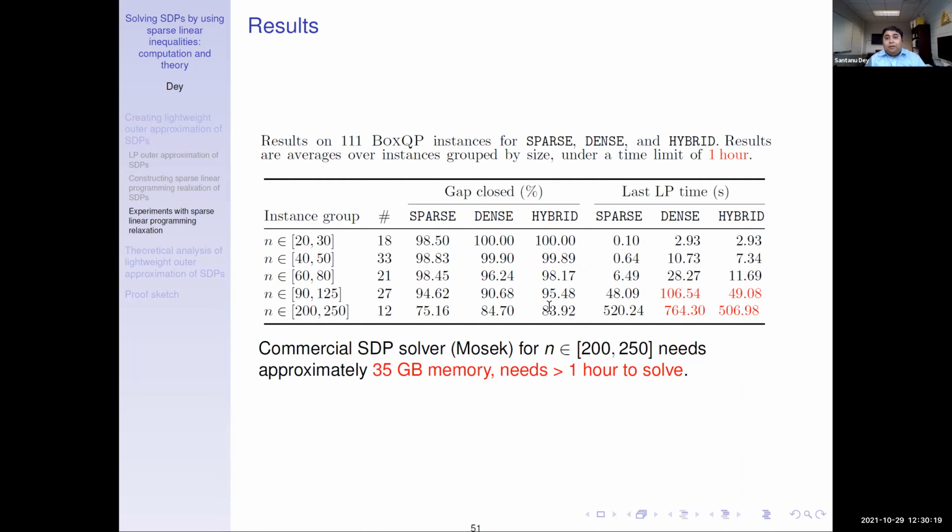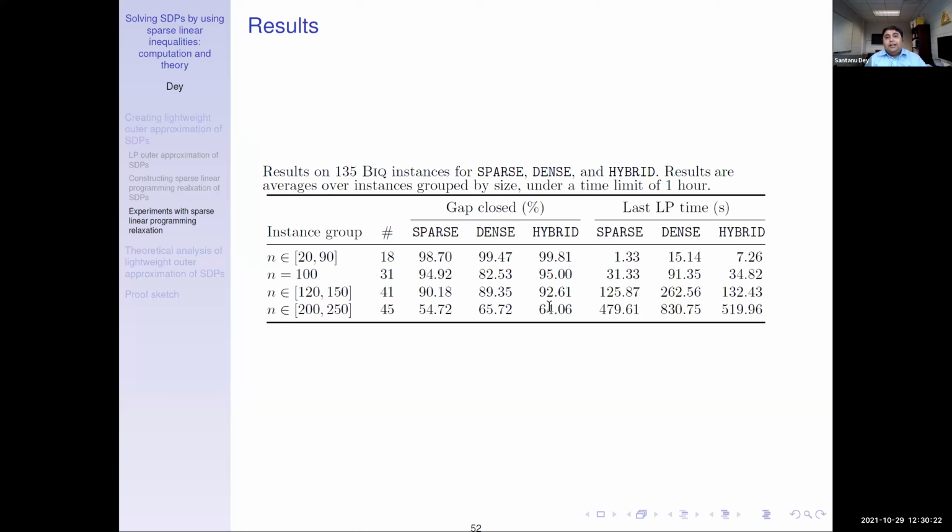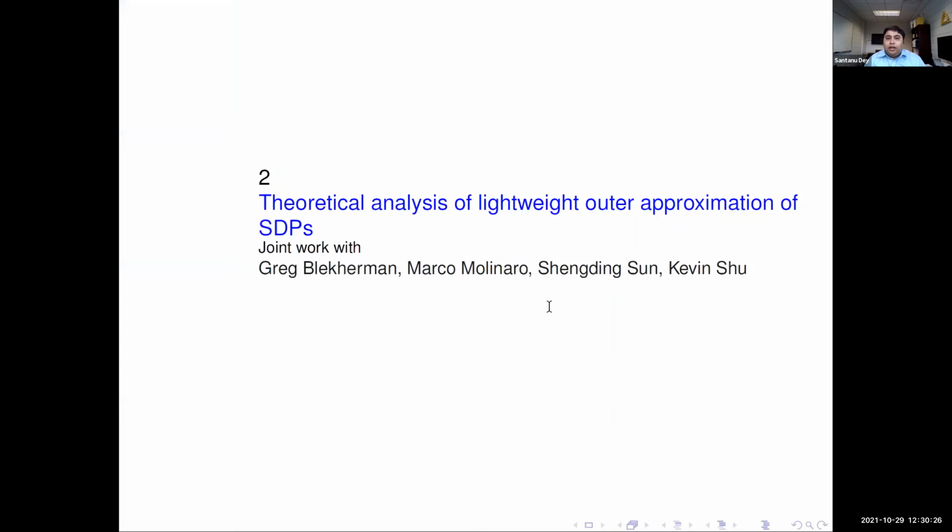And so the second part of my talk is really trying to understand this question, more from a theoretical angle. The second part of this talk is joint work with Greg Blekherman, who's a professor in math at Georgia Tech, Marco Molinaro, whom the IP community knows, and Shengding Sun and Kevin Shu, who are PhD students in math at Georgia Tech.